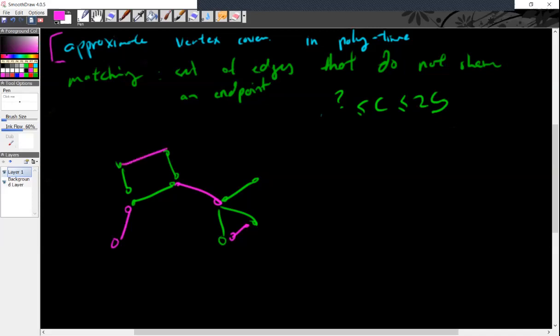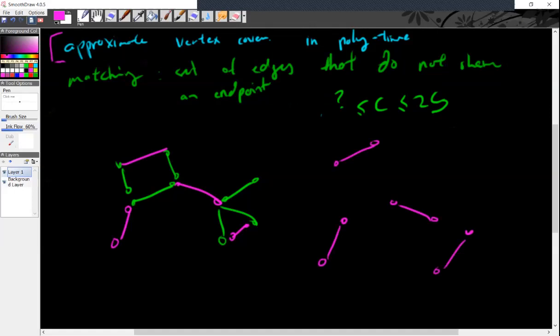Something like this, let's say. Okay, so let's say that we forgot about the green edges for now. So let me just copy out the matching edges. Okay, the first thing for you to note here is that these edges actually tell you at least what the cover size needs to be.